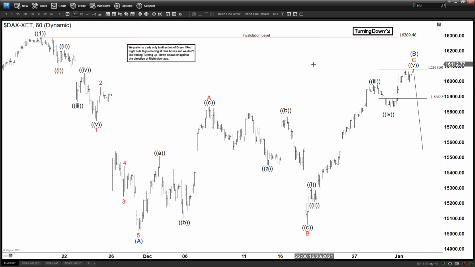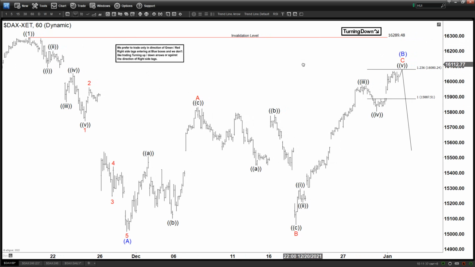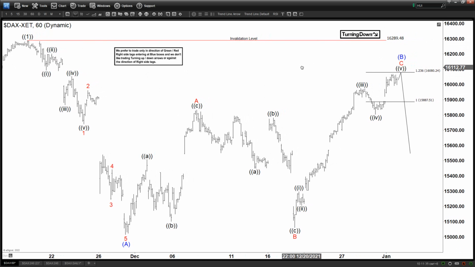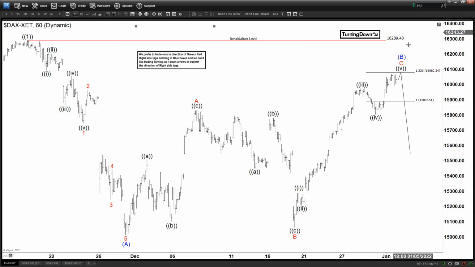Now let's take a look at a couple of things here. I know that some US indices obviously have broken to new highs, right? And US indices are by no means bearish. There's no bearish sequence at all. But let's take a look at the DAX structure here to understand the possibility of the extension to the downside, as well as what will be the alternate if it continues to go up and break above 16,289.